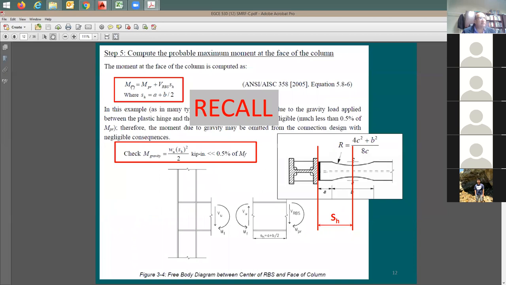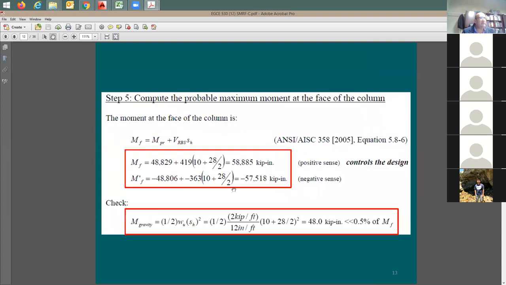Now we need to find out the moment at the face of the column. This is going to be the new SH. Here's the new SH, not the center of the column. It's going to be to here. And with that, you can figure out MF. So MF is going to be equal to the mechanism shear plus the shear that you have at the RBS, the 419, multiplied by SH.